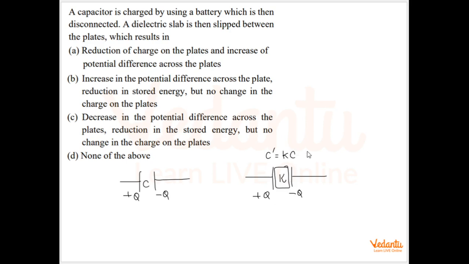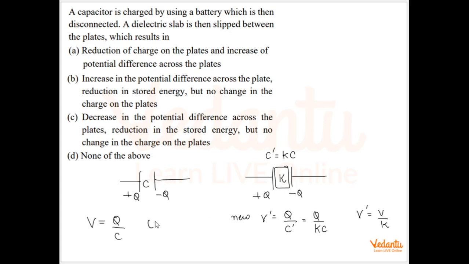Now we can talk about everything else in this case. The original potential difference would be Q by C. The new potential difference will be Q by KC, that is Q by C dash, which is equal to Q by KC. That will give you the new potential difference as V by K.